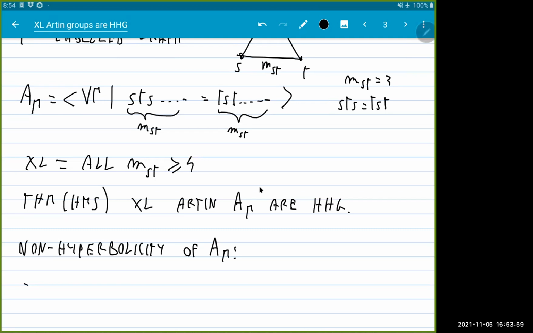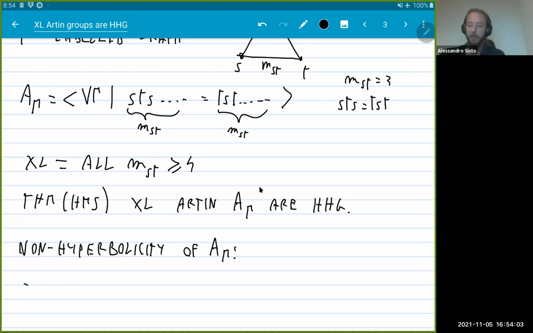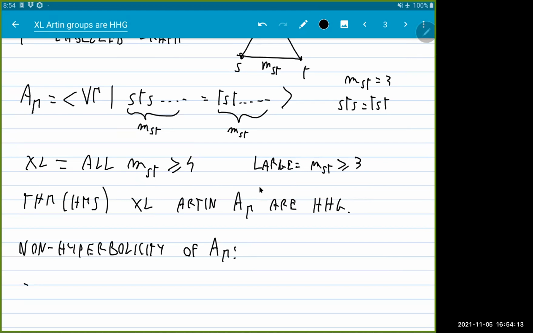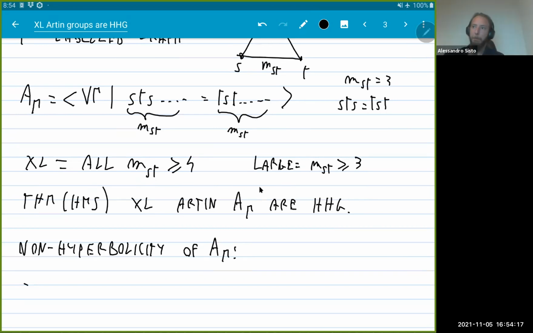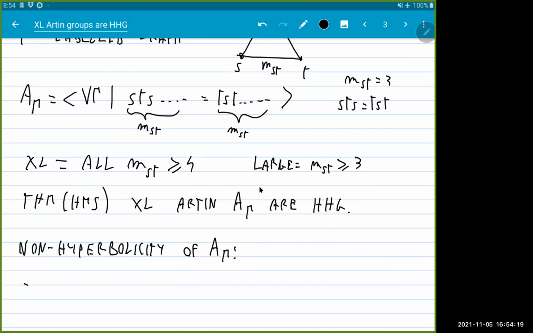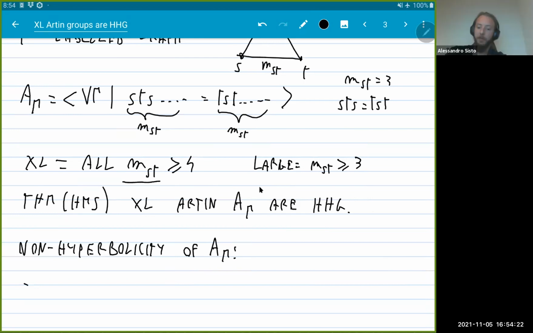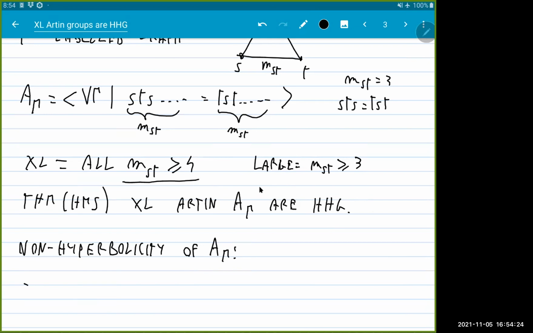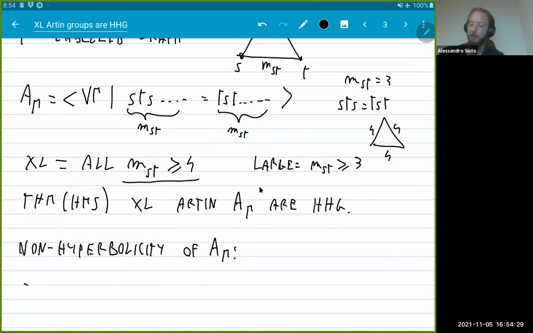Sorry, what is large exactly? So large is M_ST are all at least 3. And actually extra large: all coefficients are at least 4. So for example, it could be this. This is an HHG.